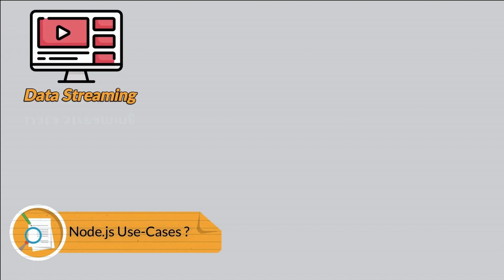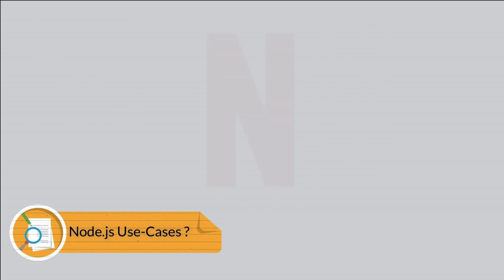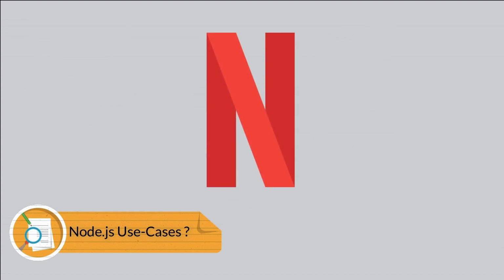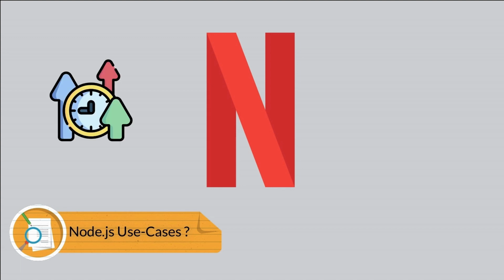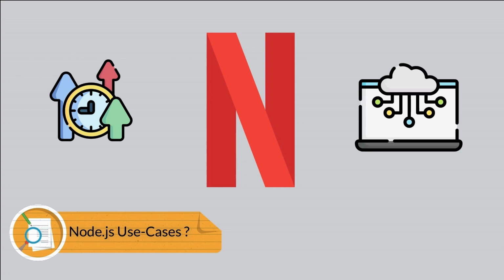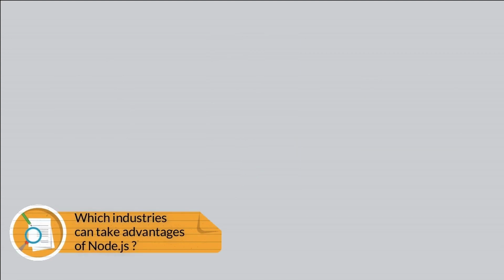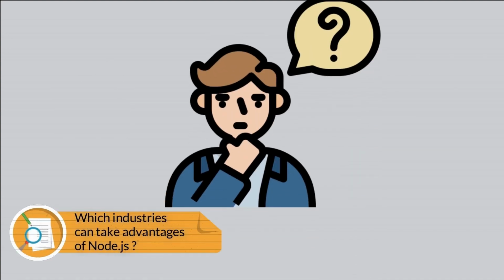Data streaming. Data streaming requires heavy processing. Companies like Netflix, for example, a very popular video streaming application, use Node.js to increase the efficiency of data streaming, and it is advantageous as it does not store temporary data or caching, since its connection remains open. So then, this leads to another question. Which industries can take advantage of Node.js?